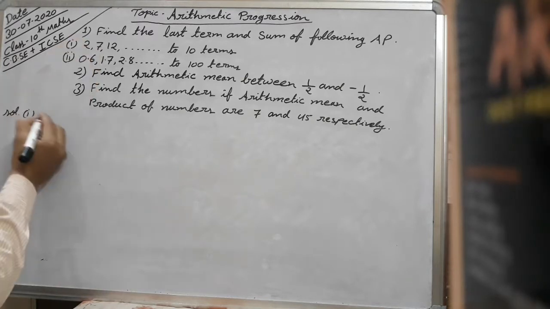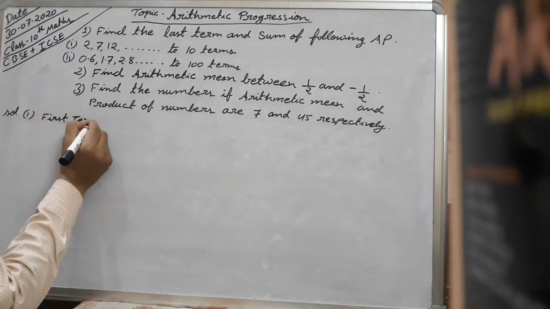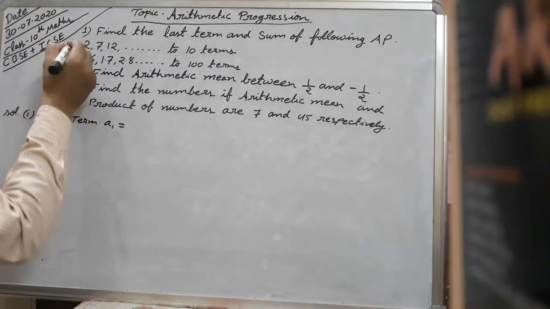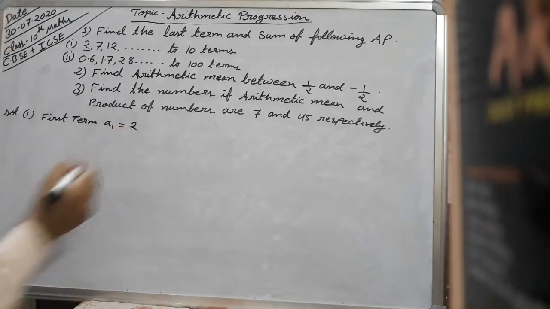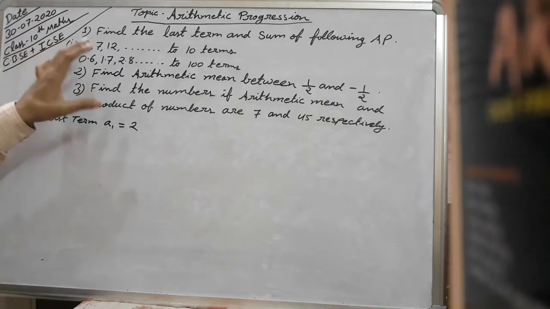Okay, now first term, denoted by a1, this is the first term, that is 2. Now common difference. How will you find the common difference? In arithmetic progression, the difference between any two consecutive terms is constant. Either you will take second term minus first term or third term minus second term. You will get the common difference. Means difference will be constant.